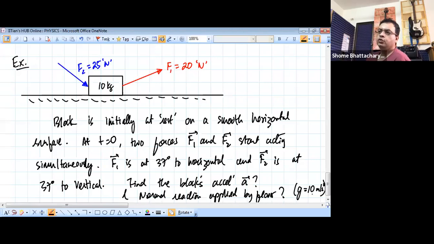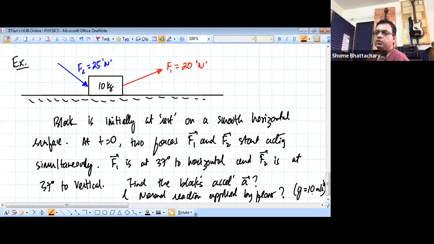So what you have to do, you will have to again understand that the block is just moving along the floor. It's not going to move vertically. So vertical forces should balance, whereas along the horizontal, the net force will become mass into acceleration. So total there are four forces which are acting: weight, normal reaction, F1 and F2.